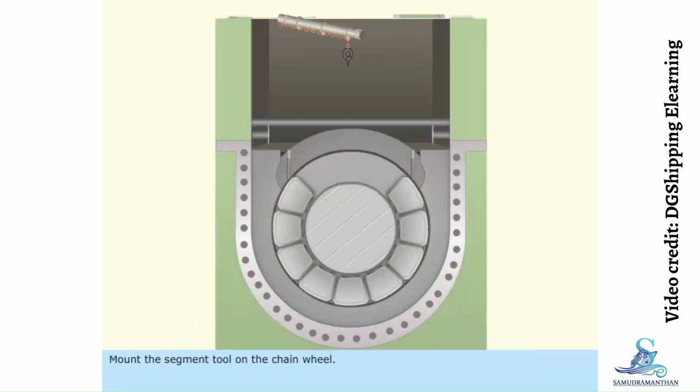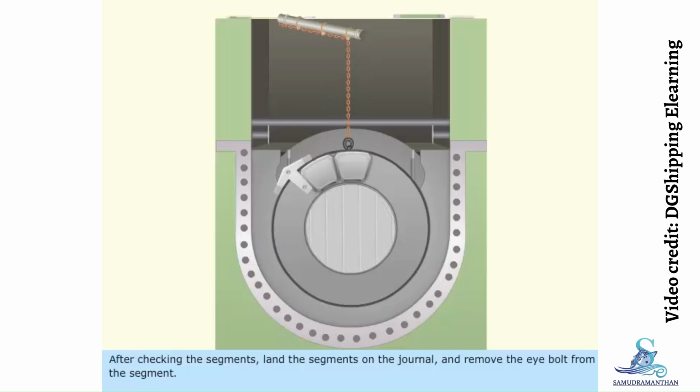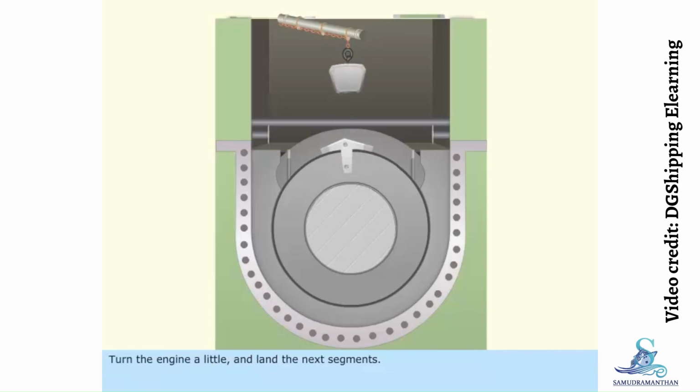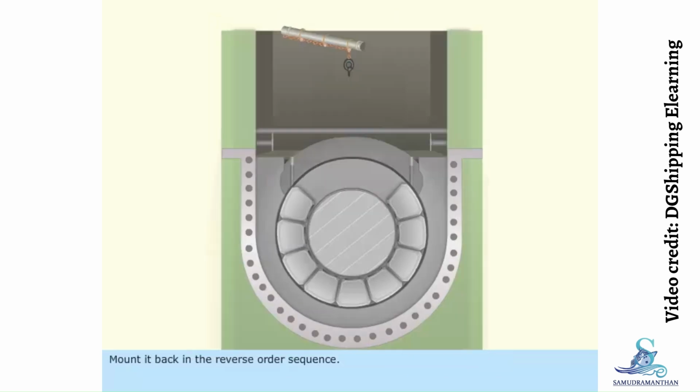Mount the segment tool on the chain wheel. Turn the segments by turning the engine and remove the segments from the chain casing. After checking the segments, land the segments on the journal and remove the eye bolt from the segment. Turn the engine a little and land the next segments. Repeat the process until all the segments are mounted. After the last segment is mounted, turn the segment tool up and dismount it. Mount it back in the reverse order sequence.